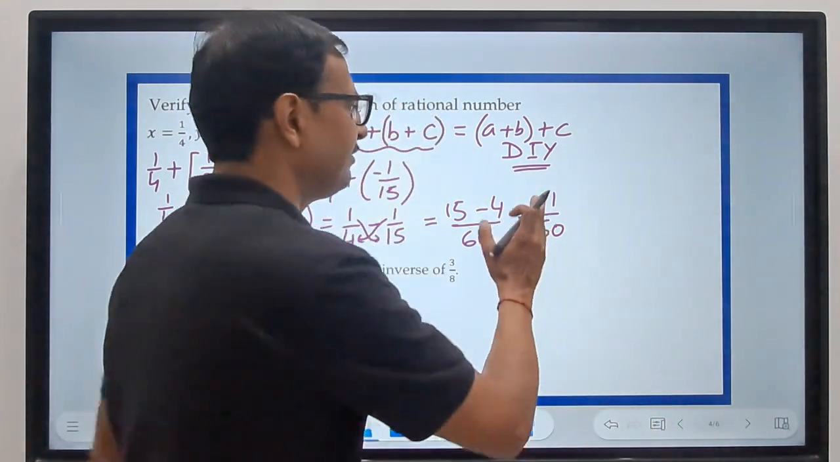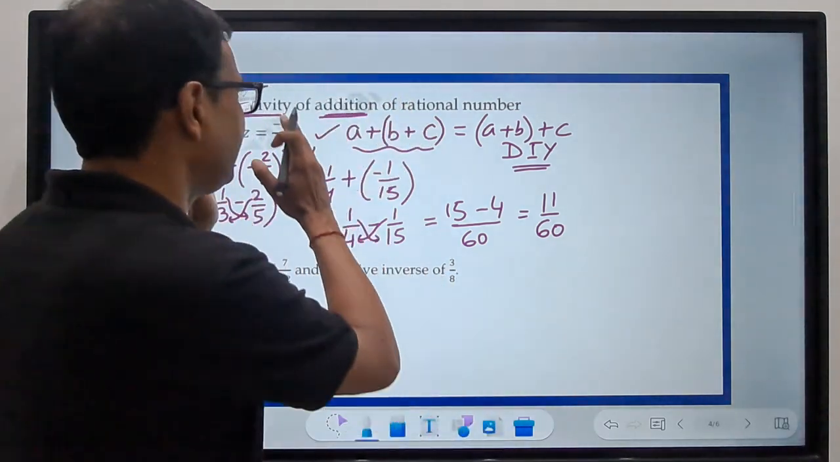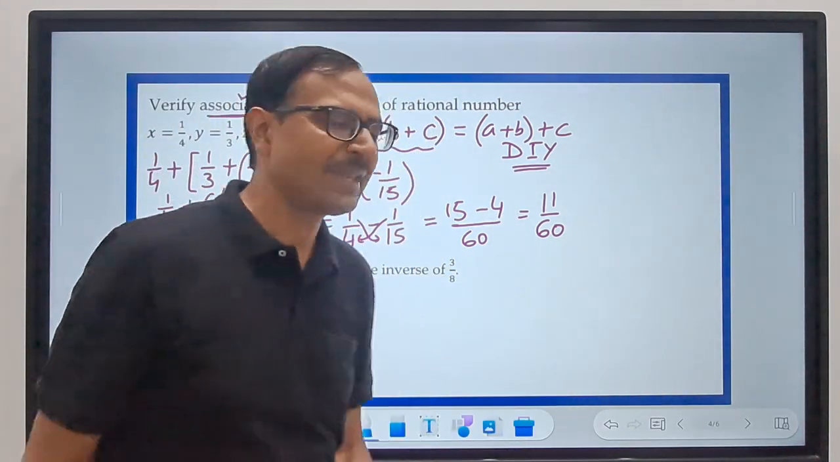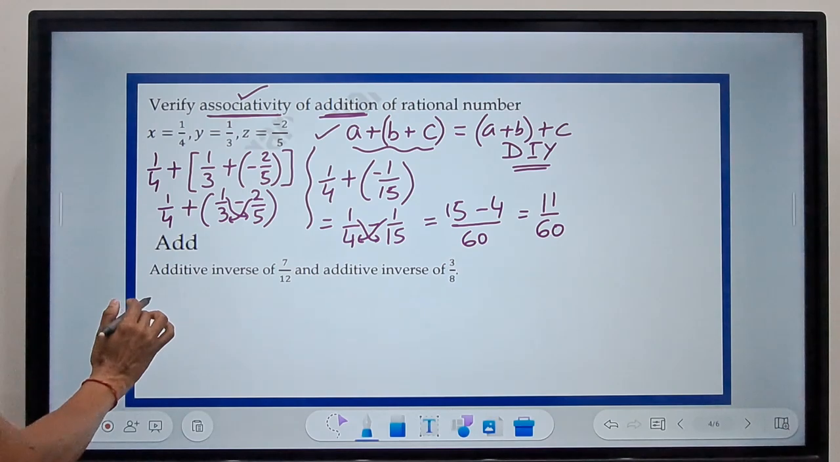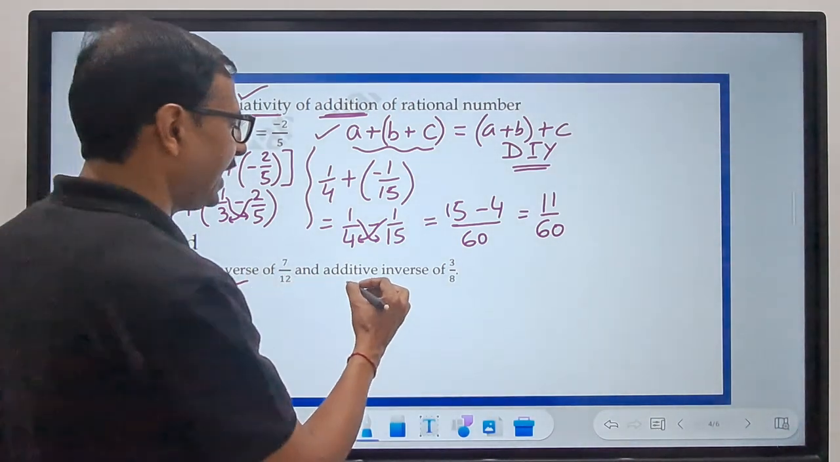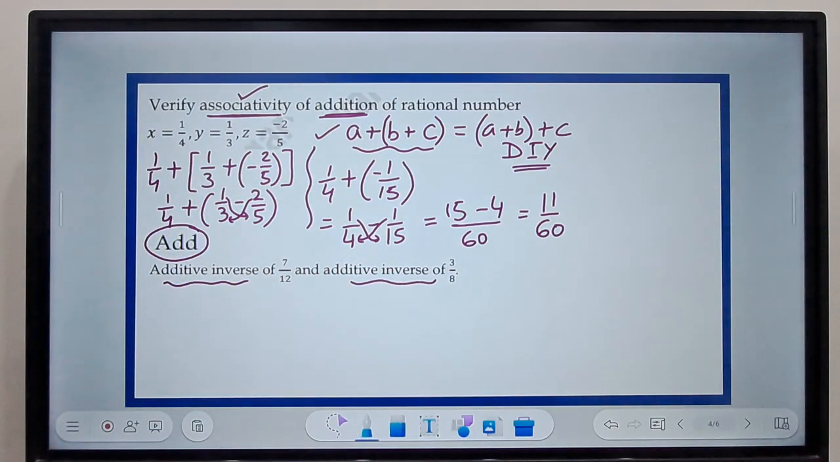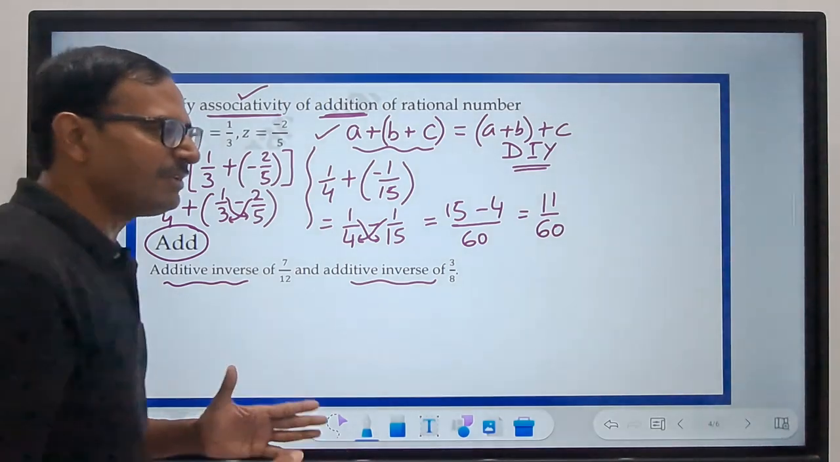You should get 11 upon 60 again, and that will verify the associativity of addition of rational numbers. Let's see this one. Here we have to find the additive inverse of 7 by 12 and the additive inverse of 3 by 8, and we have to add them. So what do you mean by additive inverse?